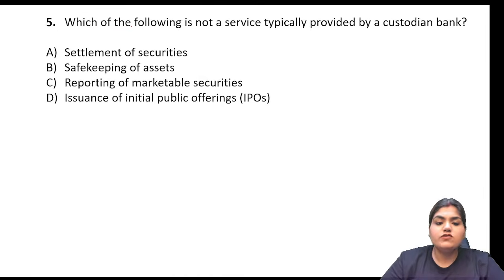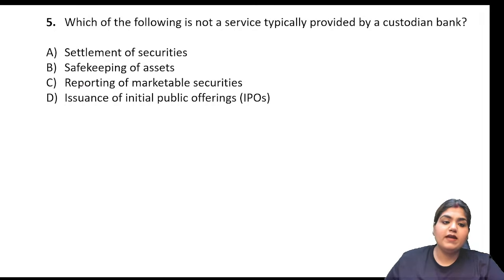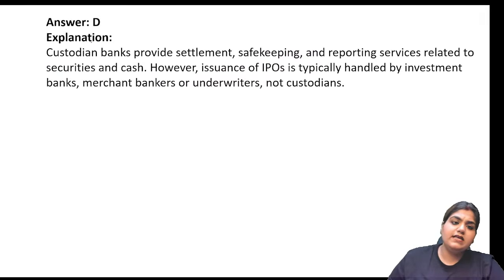Next question. Which of the following is not a service typically provided by a custodian bank? What does a custodian bank not do? It does not help in IPOs. Issuance of IPOs, they do not help. Settlement of securities, yes. Safekeeping of the assets, yes. Reporting of marketable securities, yes. Not in IPOs. D is the correct answer.